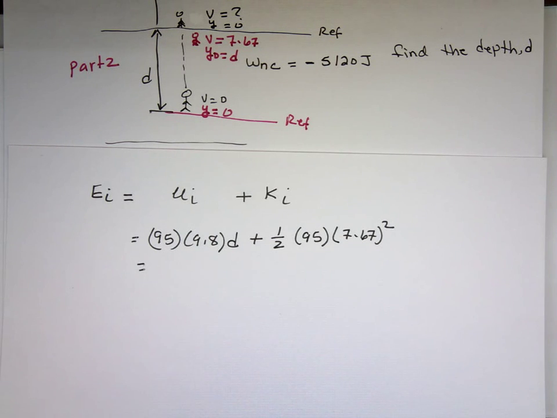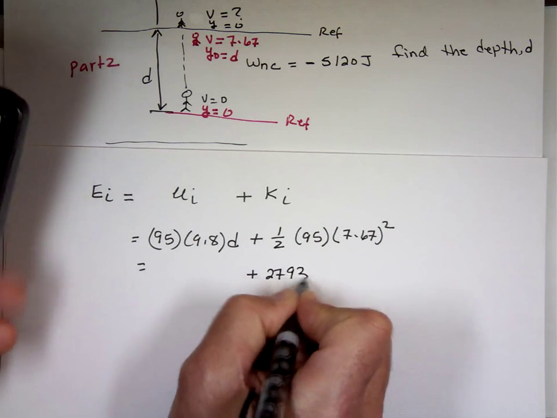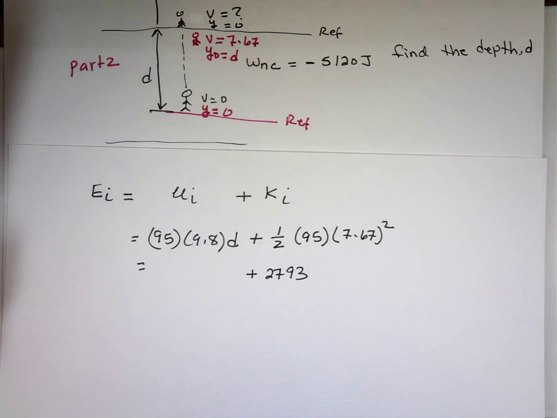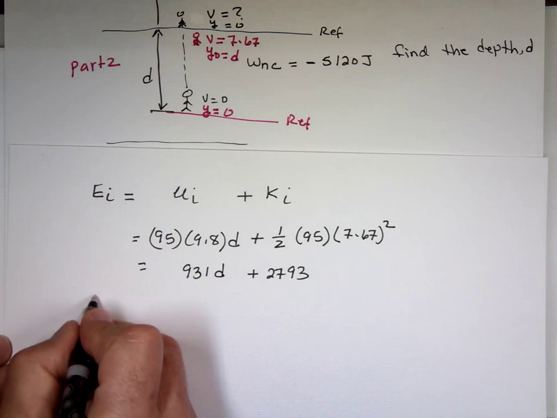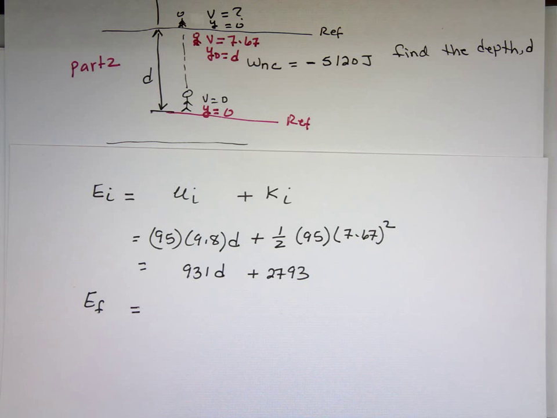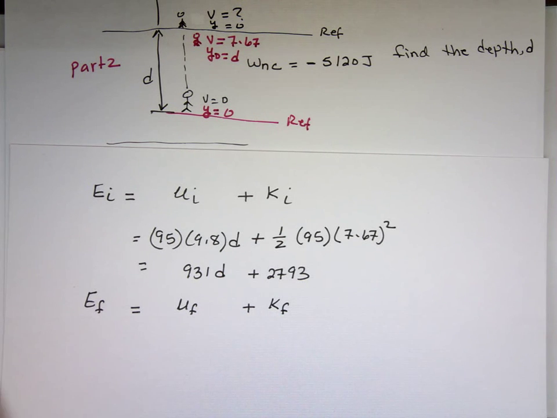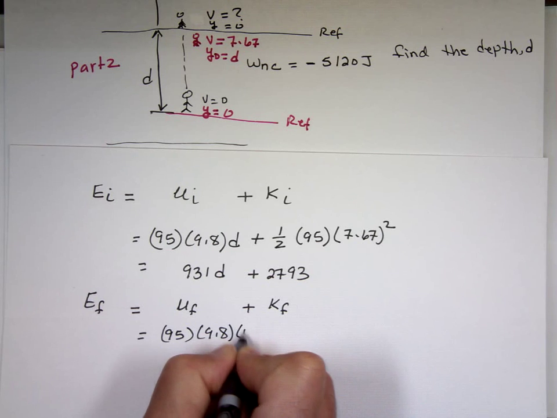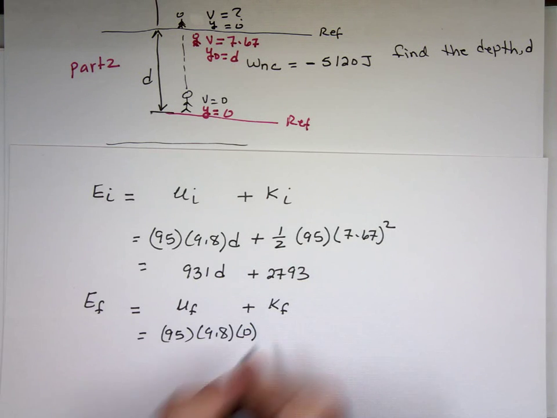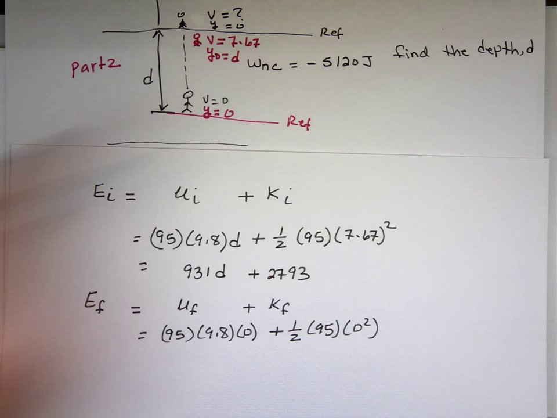Let's see what these numbers are. The one on the right is 2793. This one is 95 times 9.8, which is 931D. What's the final energy? U final plus K final. Mass 95, gravity 9.8, the height 0, plus 1/2 the mass, 95, times 0 squared. Why? Velocity is 0. So that's equal to 0.